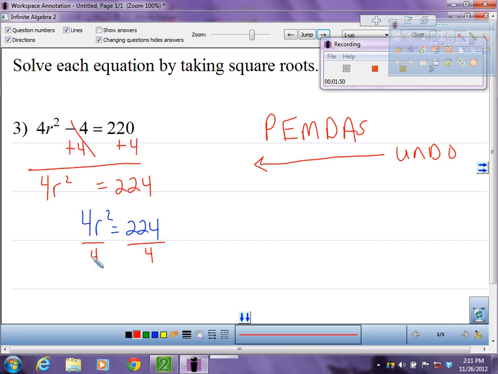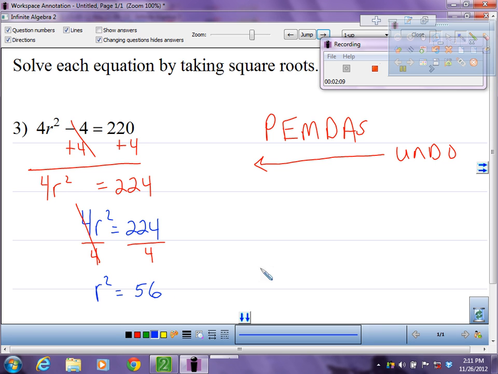Why do I divide by the same number? Because at the end, when I divide 4 divided by 4, I need to get 1 r squared. When you leave the letter by itself, the number in the front is an invisible 1. And then if I divide 224 by 4, I should get 56.